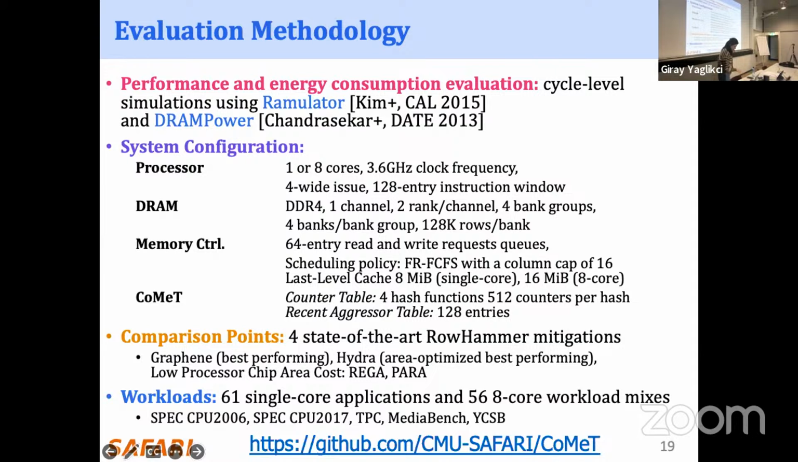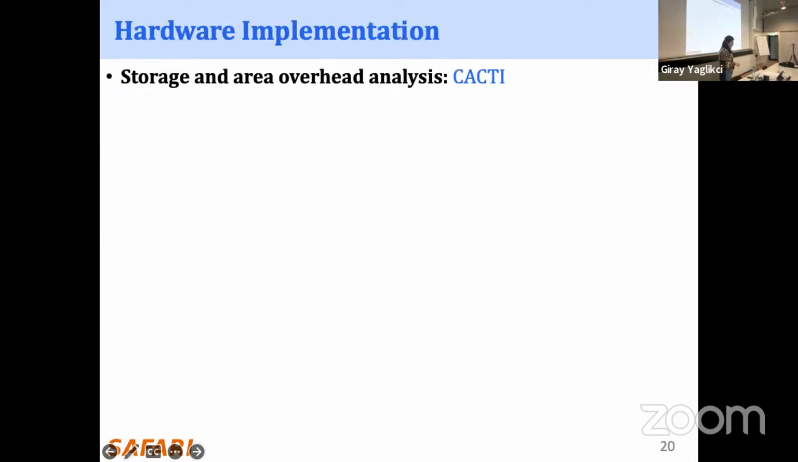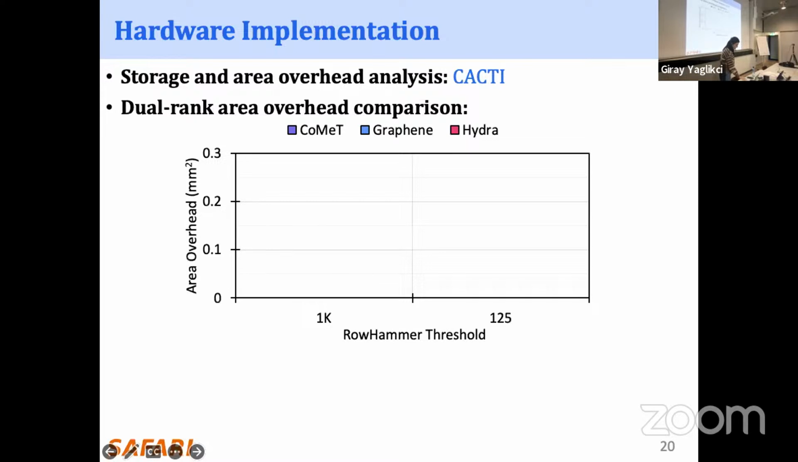And all our data and all our source code is open source, and you can check it out from this link. So let's continue with the hardware implementation and the area analysis. We analyze storage and area overhead using CACTI, and this is the comparison of Comet against Graphene and Hydra for the RowHammer thresholds of 1K and 125.